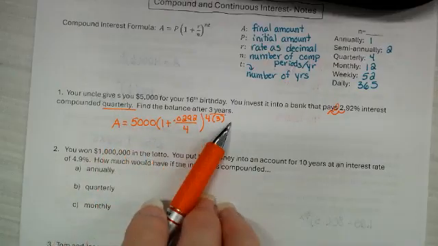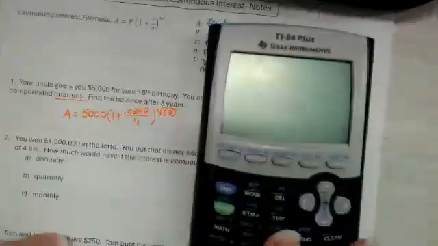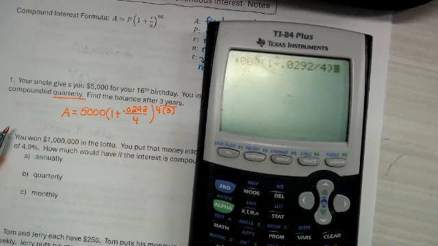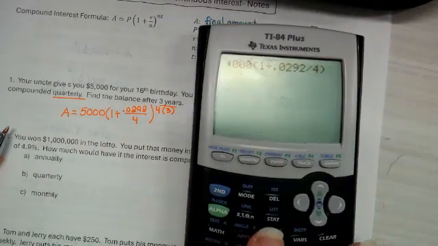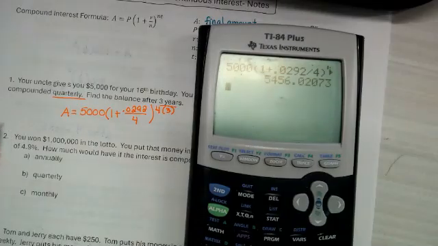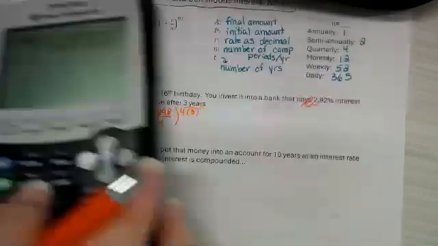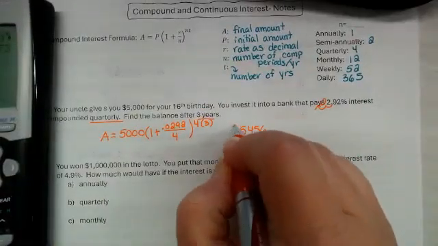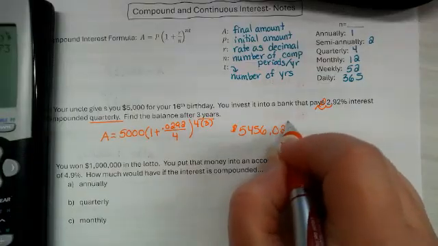And now I just carefully plug this into my calculator. So here goes. 5,000 parentheses 1 plus 0.0292 divided by 4. And you could use the fraction button if you like the way that looks, to the power of 4 times 3. Or you could just multiply that and put 12. And we are going to find out that we'll have $5,456 and 2 cents.